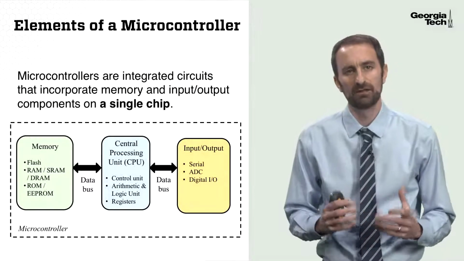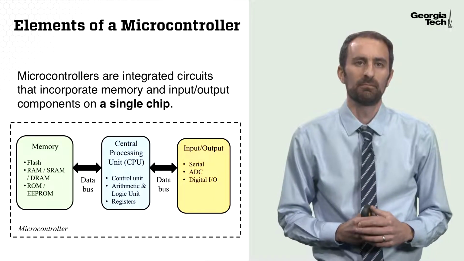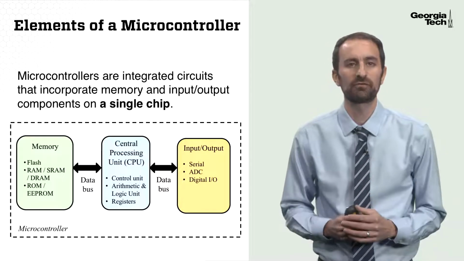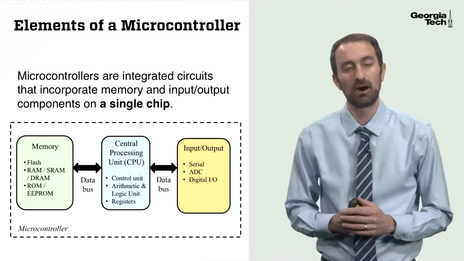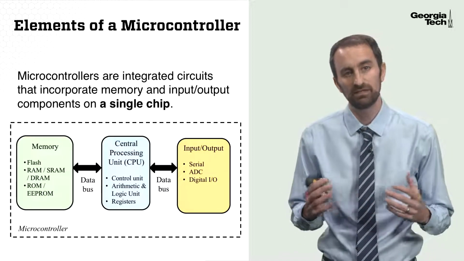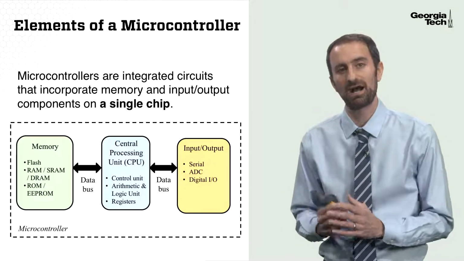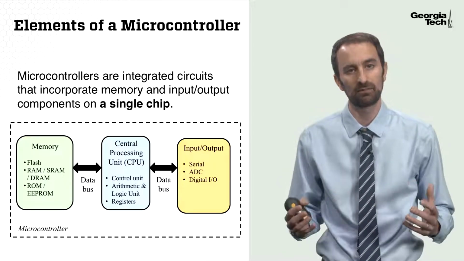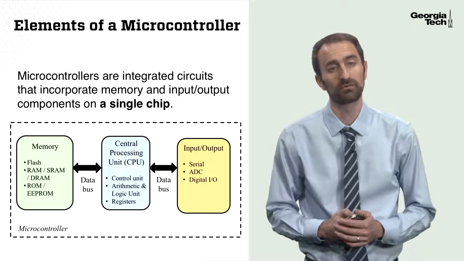It's important to understand the elements of a microcontroller. A microcontroller is composed of three main elements: a central processing unit, a set of input-output peripherals, and memory. And each of these three main elements are combined on a single chip and connected through some type of data bus that allows these elements to pass information back and forth.